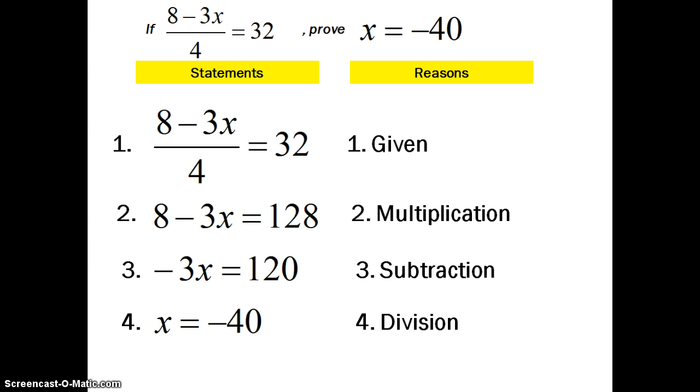So here's your answer. Your first step would have been the given statement. Then you would need to multiply by 4 on both sides. So multiplication would be your second reason. You would need to subtract 8 from both sides because this is positive 8, which would be subtraction. And then finally you would divide by -3 on both sides, which would be division. This allows you to arrive at your proof statement of x is equal to -40.